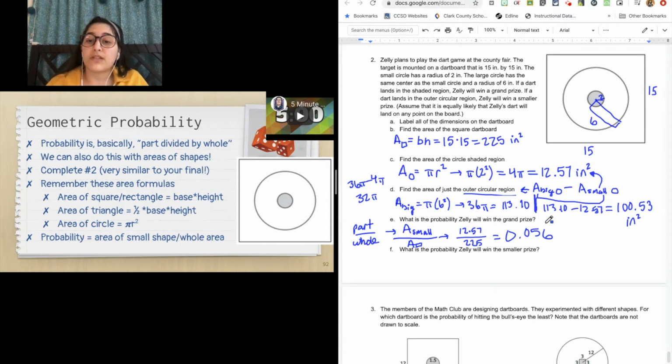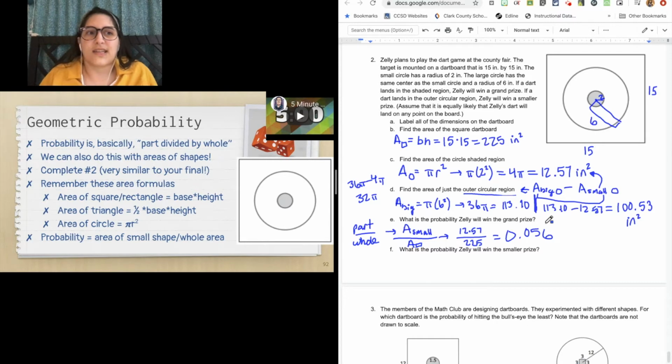Makes sense that it would be small, right? Because if it's going to be a grand prize, you don't want the probability of winning to be really, really big, because that's really expensive for the people who are running the game at the county fair. Okay, so this is a 5.6% probability.